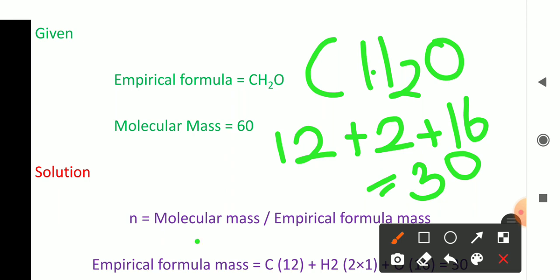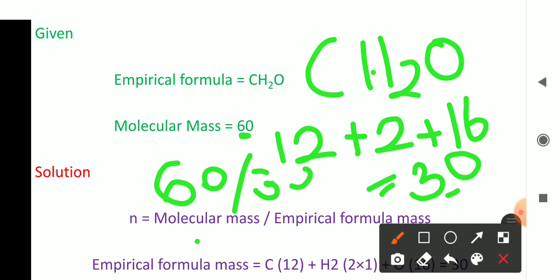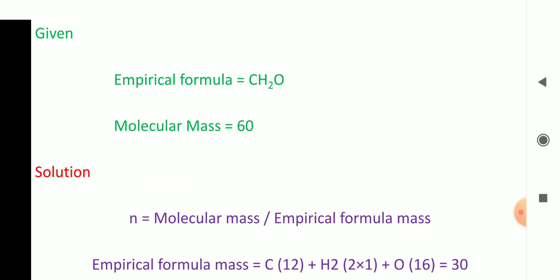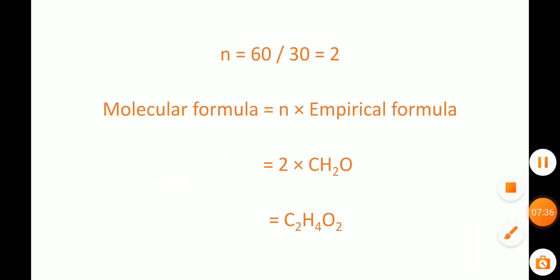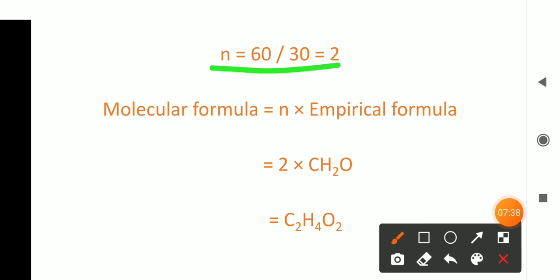n is equal to molecular mass. What is the molecular mass? It is 60. So in this place we can substitute 60 divided by the empirical formula mass, which is 30. So 60 divided by 30. That I have taken in the next slide. Come here. What is the value of n? n is equal to 60 divided by 30. That is equal to 2.